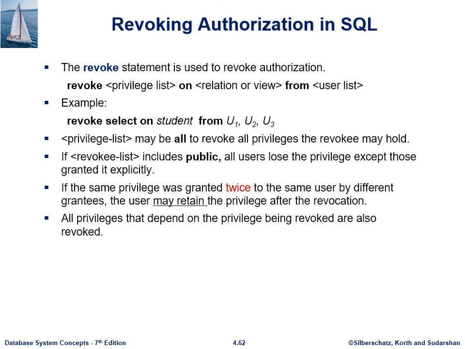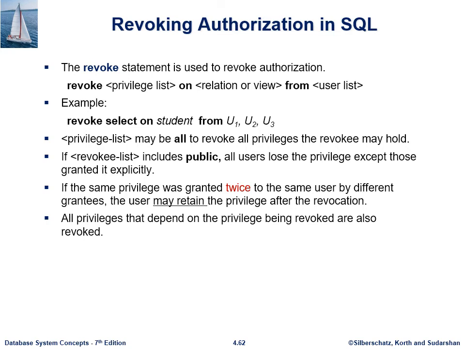And the last one is that if, for example, we grant a privilege, then other privileges depending on this privilege will also be revoked. For example, if we revoke all privileges, then all the privileges depending on this shorthand, like select, insert, update, delete, of course will also be revoked.